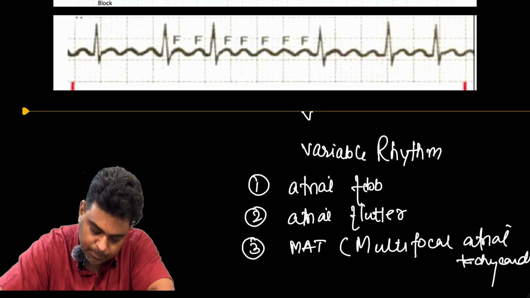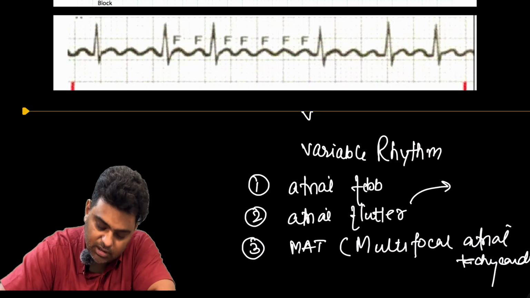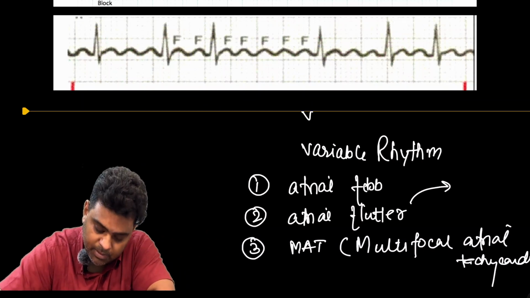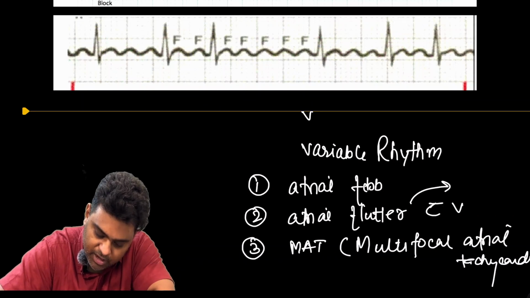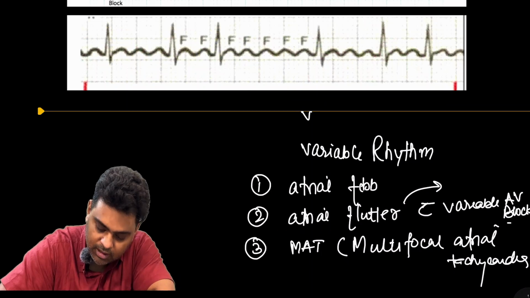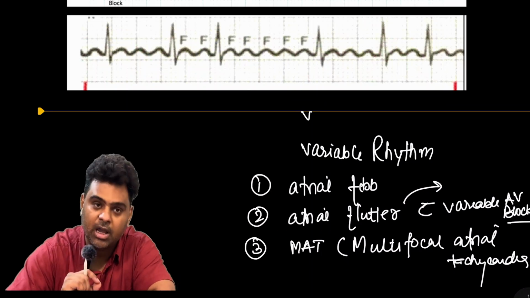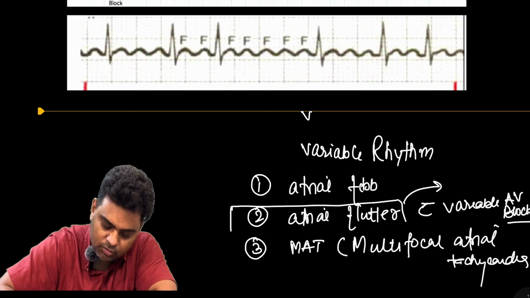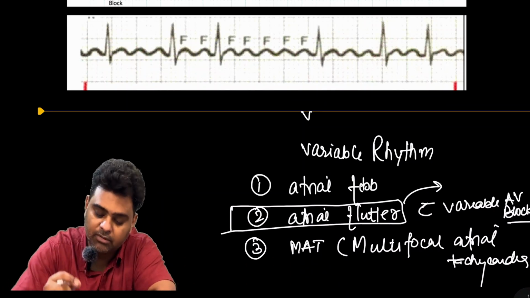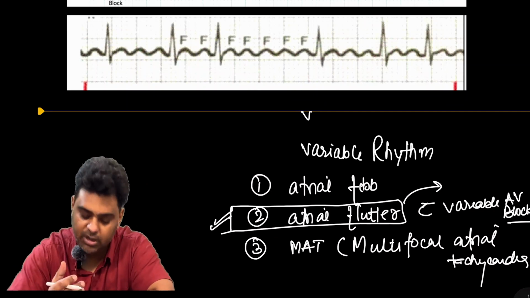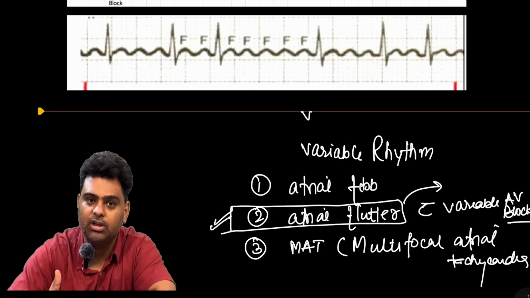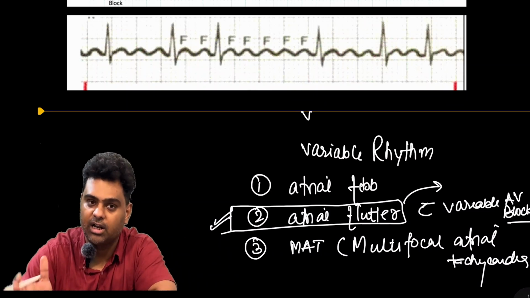Please remember that in atrial flutter generally the rate is constant. It is not variable. But atrial flutter with variable AV block has an irregular rhythm. I am again repeating that in atrial flutter generally you will have a regular rate, that is, the RR interval will be constant. But in atrial flutter with variable AV block, it will have an irregular rhythm, that is, a variable RR rate.